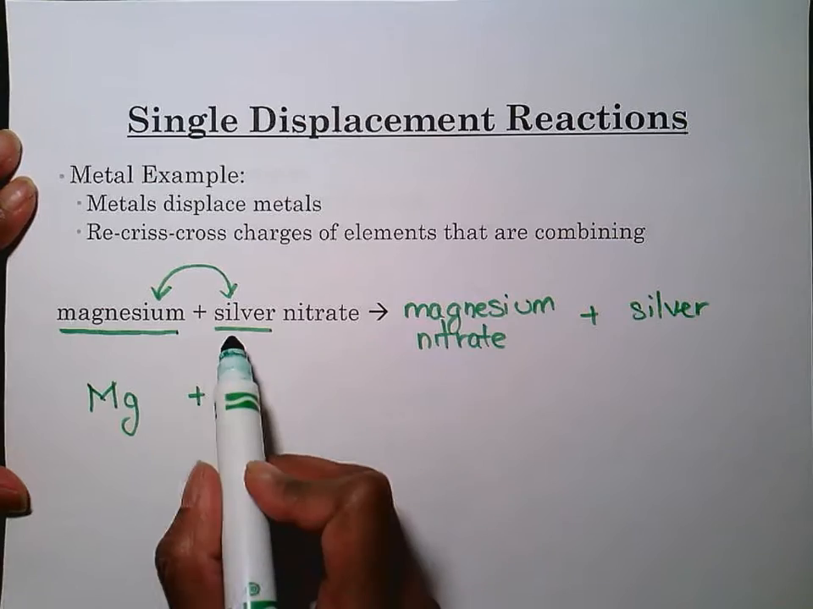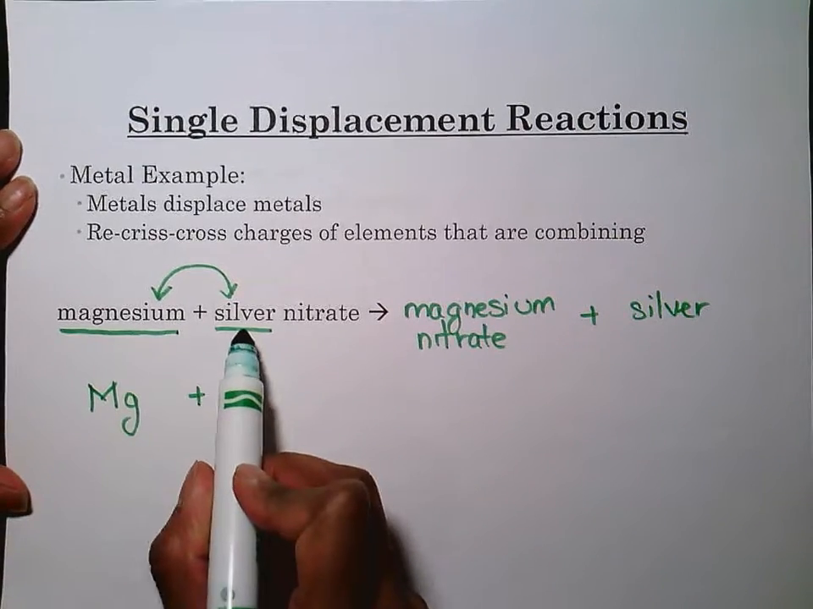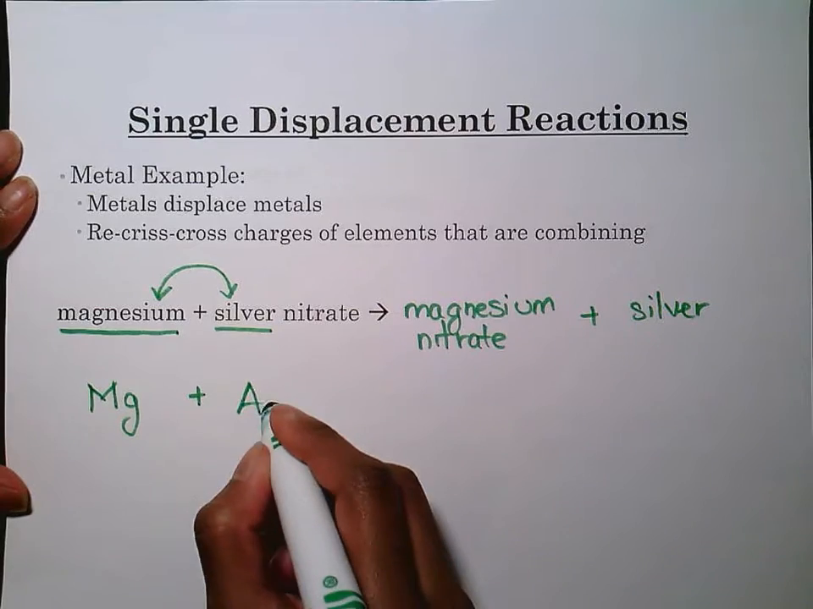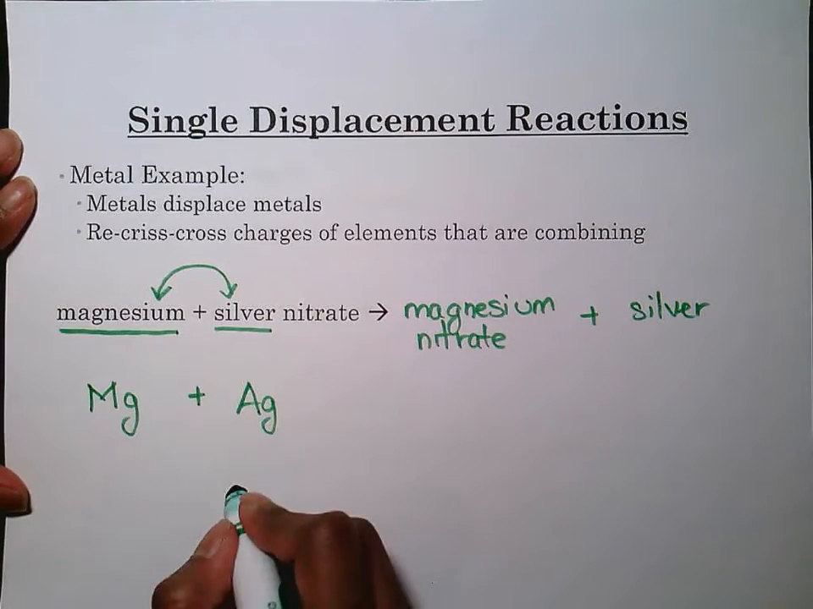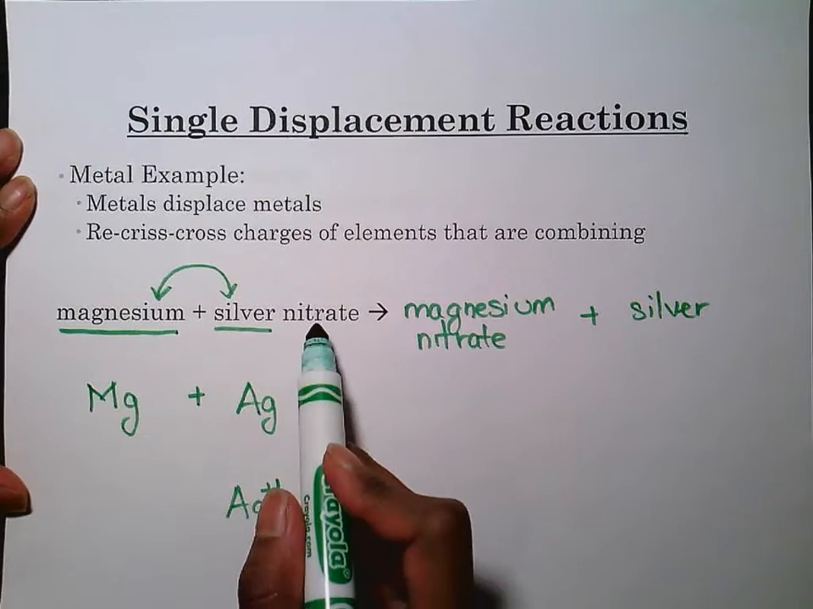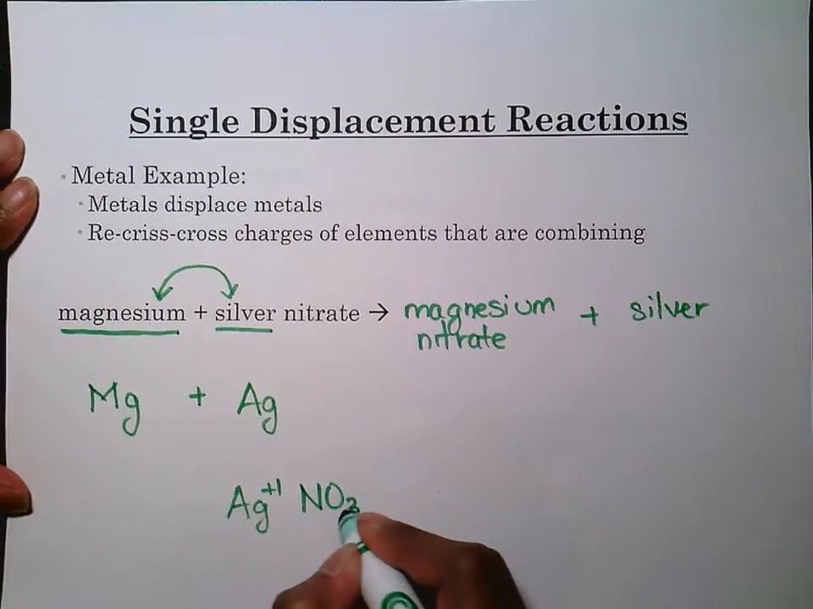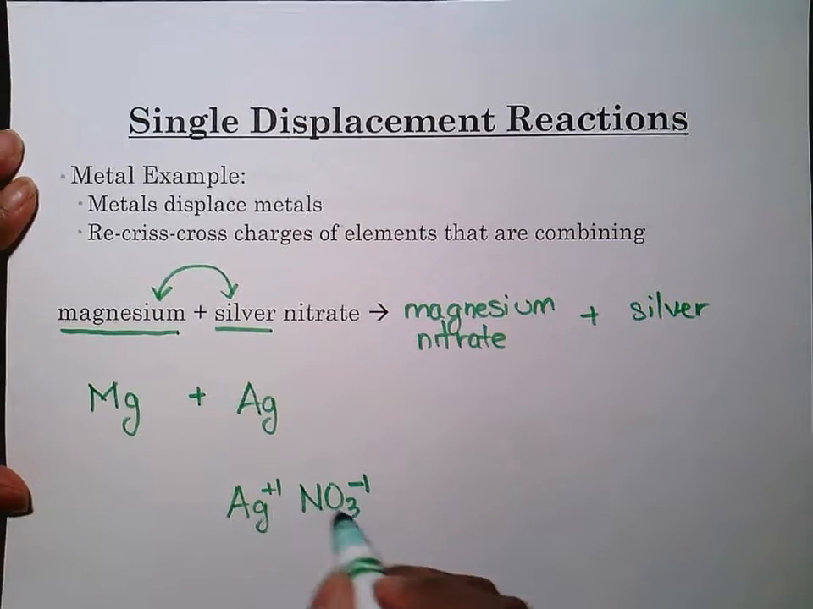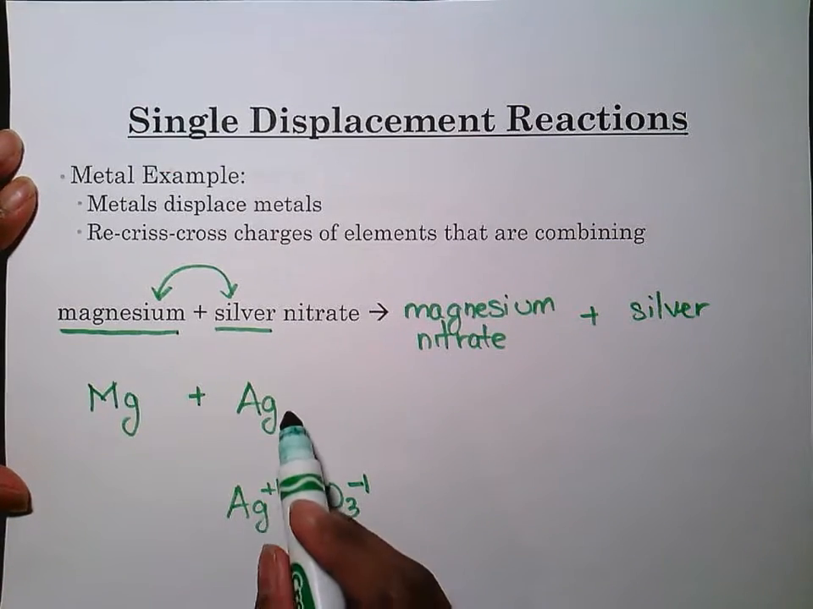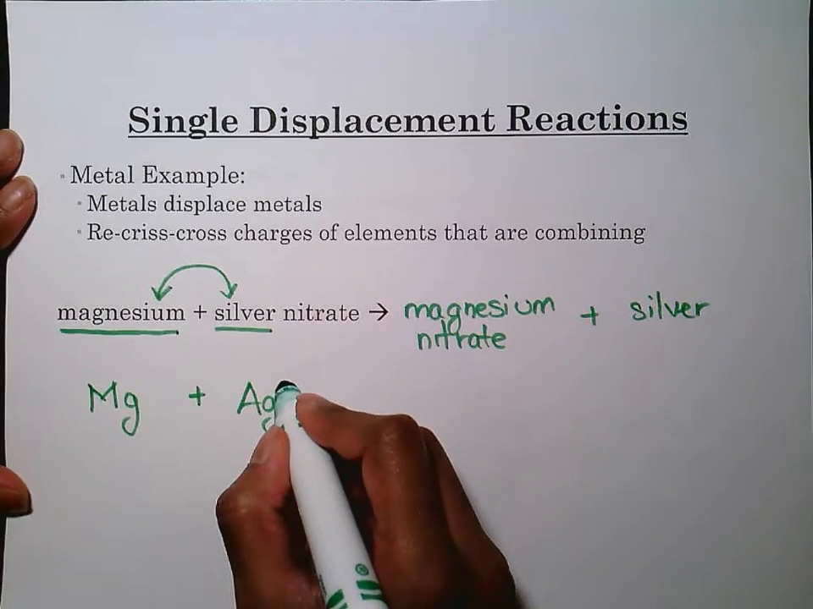Then I'm going to crisscross silver and nitrate. So silver is Ag and it has a +1 charge. So maybe you can write at the bottom. And your nitrate has a -1 charge. So when you crisscross these, that's going to give you the formula that you need to write in your chemical equation. So I'm going to get AgNO3.